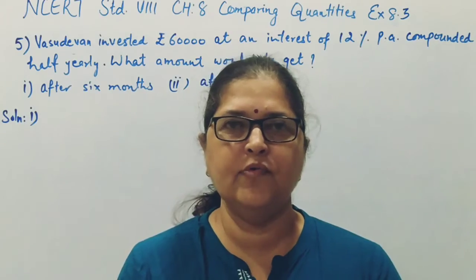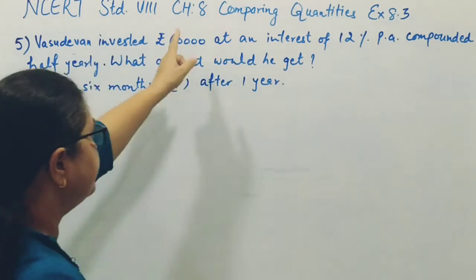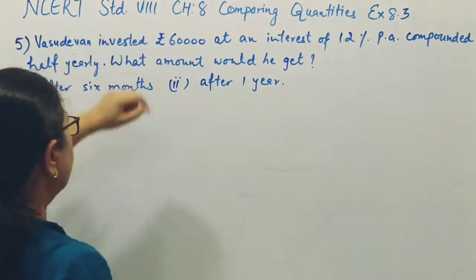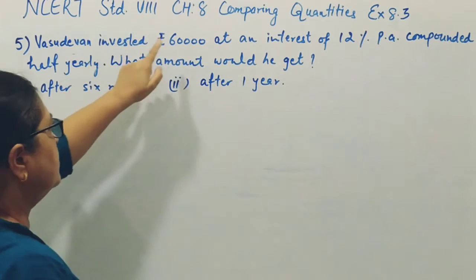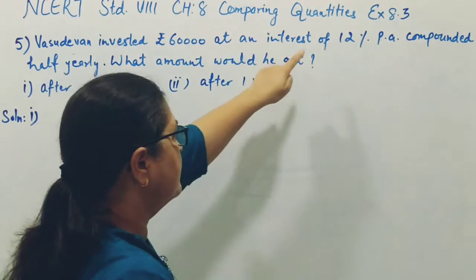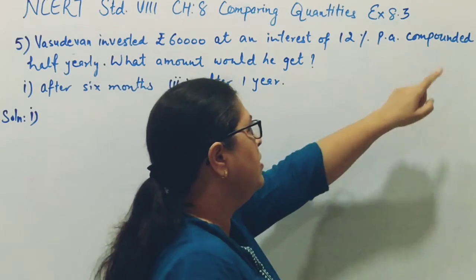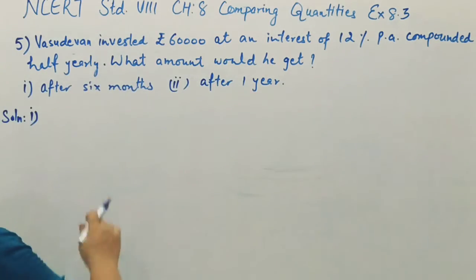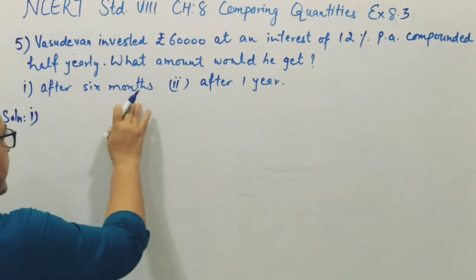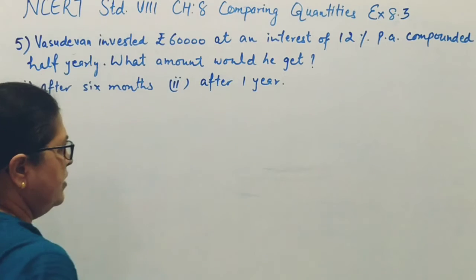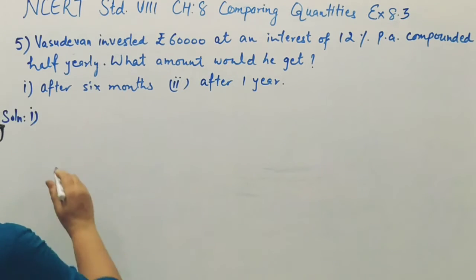Next, question number 5 of exercise 8.3, chapter number 8, Comparing Quantities, NCERT standard 8. The question is, Vasudevan invested rupees 60,000 at an interest of 12% per annum compounded half yearly. What amount would he get? Number 1, after 6 months. Number 2, after 1 year. So we will start with the first part.